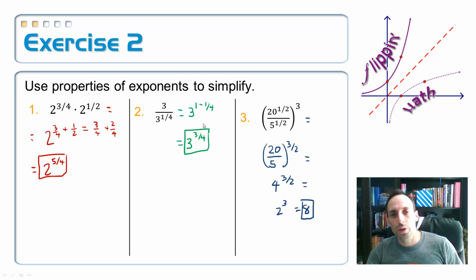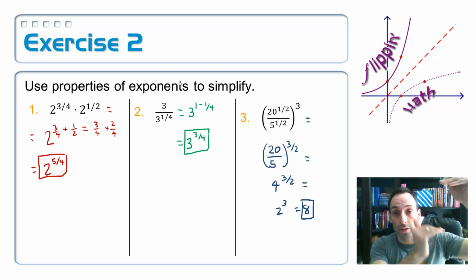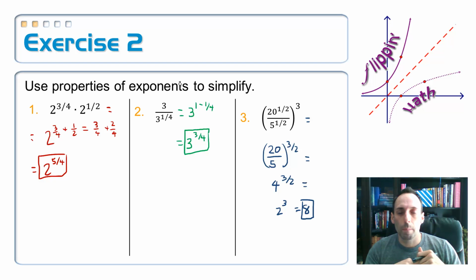Okay, on number 3, using the power property backwards, so take that 1/2 that's on both of the 20 and the 5, take that out, and that makes it 3/2. Go ahead and divide the 20 by the 5, you get 4 to the 3/2 power, and the half power there, remember, means square root. So you're taking the square root of 4, which is 2, and you still have the third power. 2 to the third power is 8. So that concludes the first one.